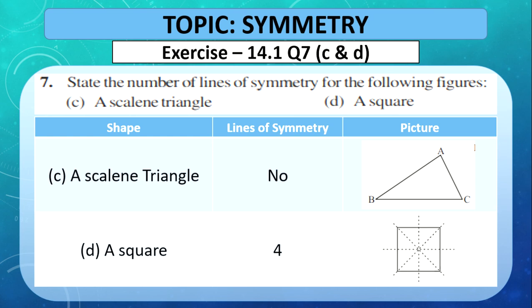Now let us see what is a square. All of you know about a square. It has four equal sides and four equal angles. So it is a regular polygon. A polygon which has equal sides and equal angles. In regular polygons, the lines of symmetry will be same as the number of sides. In square, there are four sides, so it has four lines of symmetry.